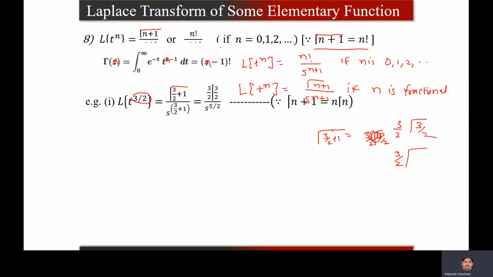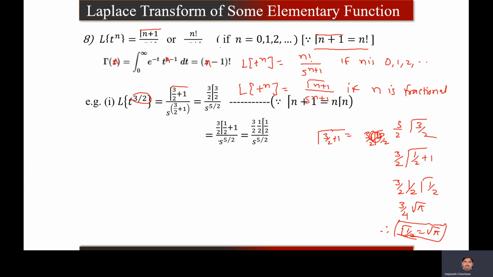Again this 3 by 2, split into 1 by 2 plus 1. See, it is again 3 by 2. So again same use, 3 by 2, 1 by 2, gamma of 1 by 2. It is 3 by 4, and gamma of 1 by 2 is under root pi value. Since gamma of 1 by 2 equal to root pi is the value, remember that. So this is s raised to 5 by 2, this one will be equal to 3 by 2 into 1 by 2 gamma of 1 by 2, so we have 3 root pi by 4 s raised to 5 by 2, because gamma of half equal to under root pi, right? So this is about this.